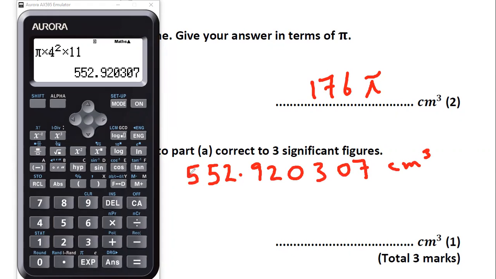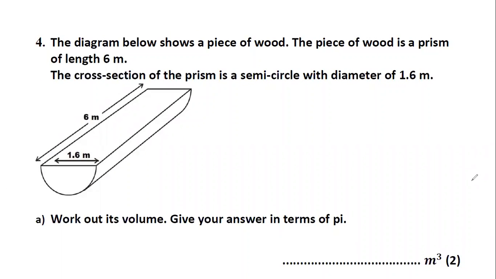Right, so I can see this first 5 is the most significant figure, the second one is the second most, and the third one is the third most significant figure. So I need to round this number to the place value of this one. So I can see the place value of this 2, the number 2 is actually a unit. So I need to round it to the nearest unit or nearest whole number. So if I round it to the nearest whole number, I will get 553 centimeter cubed.